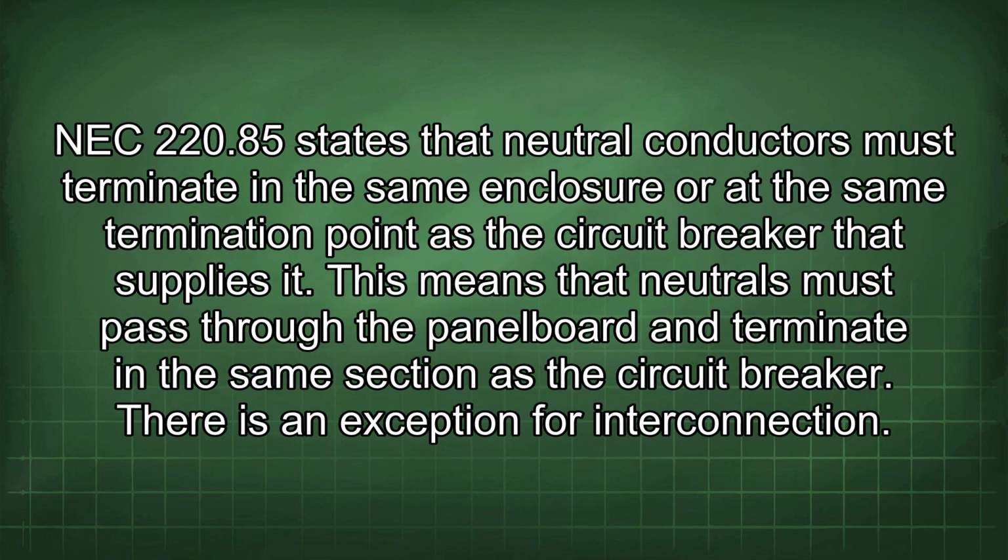NEC 220.85 states that neutral conductors must terminate in the same enclosure or at the same termination point as the circuit breaker that supplies it. This means that neutrals must pass through the panel board and terminate in the same section as the circuit breaker. There is an exception for interconnection.